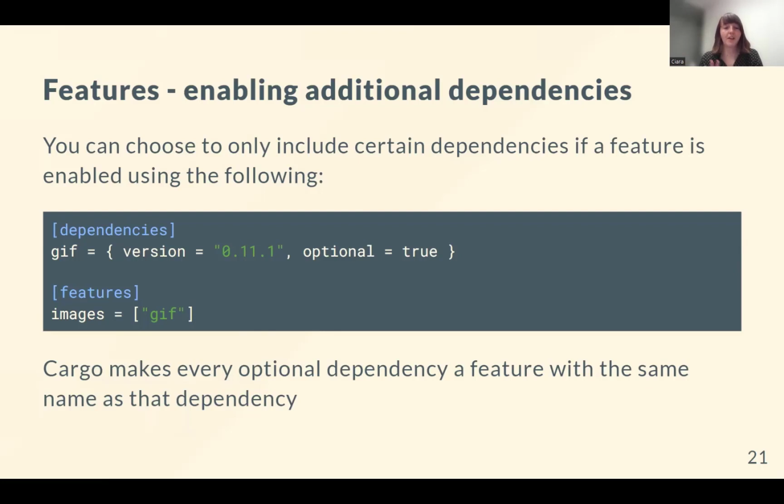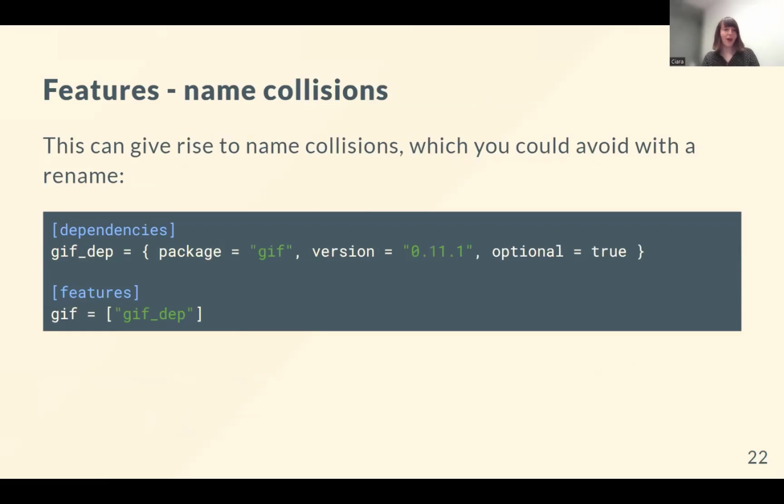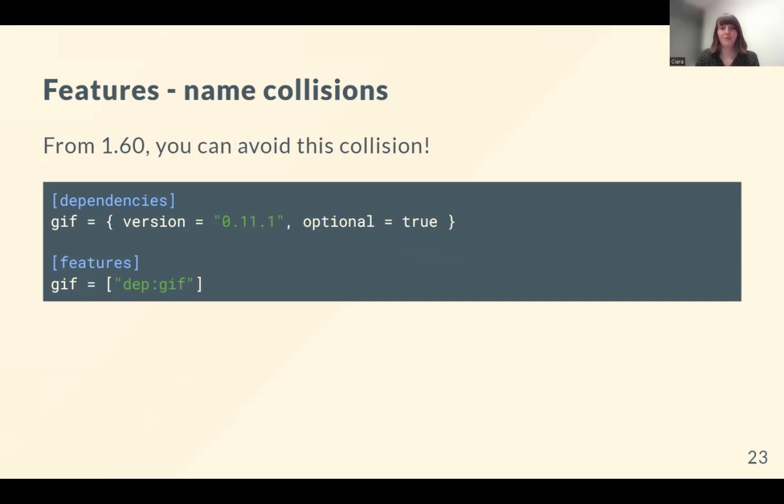And what's happening there is that Cargo is making every optional dependency a feature with the same name as that dependency, which can get you into a little bit of trouble. You can get name clashes. So if you have a name collision, then you could avoid it by doing a rename. In this case, I've called the dependency gif_dep, but the package itself is gif, and that allows my feature to be called gif as well. But from 1.60, you can avoid that collision entirely by having this dep: kind of namespacing of that dependency, so that way there's no clash with the feature.